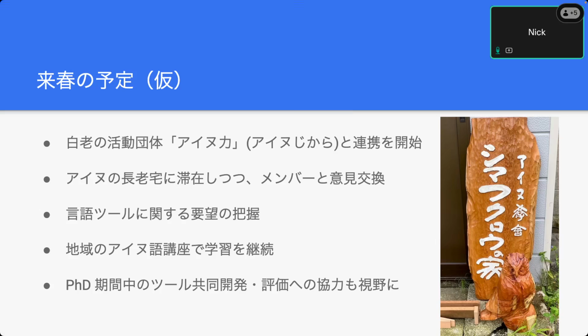And I also plan to study Ainu while I'm there because Ainu classes are offered there every year, starting around April or May.